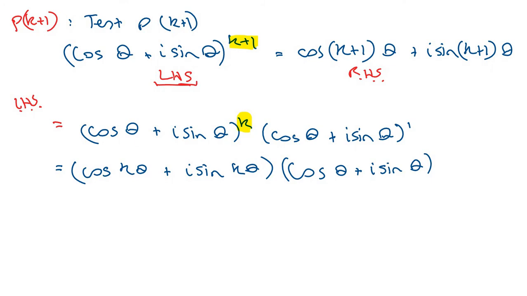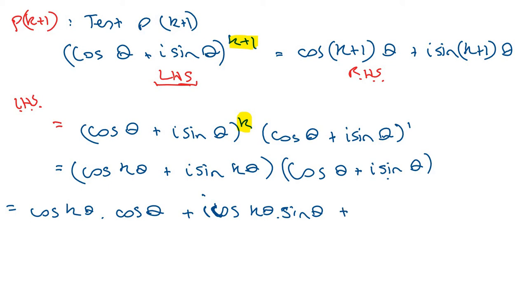It will look a little bit messy, but I will tidy up fairly quickly. That's just equal to cos k theta times cos theta, plus cos k theta times i sine theta. So I'm just going to put the i in front of that. Plus i sine k theta times cos theta, plus i squared sine k theta times sine theta.